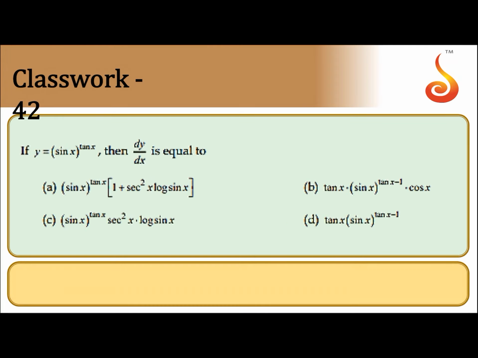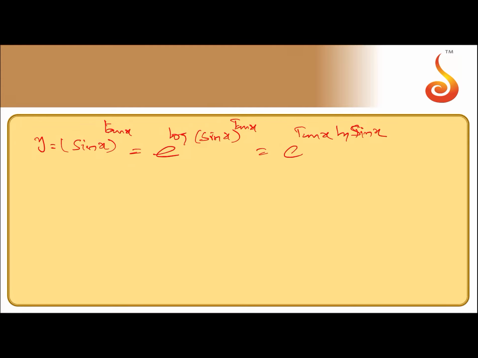Coming to the next one. Y is equal to sine x to the power of tan x, then dy by dx equals how much? Let us see. Y is equal to sine x to the power of tan x. That can be written as e power logarithm of sine x to the power of tan x. That is same as e power tan x multiplied by logarithm of sine x.